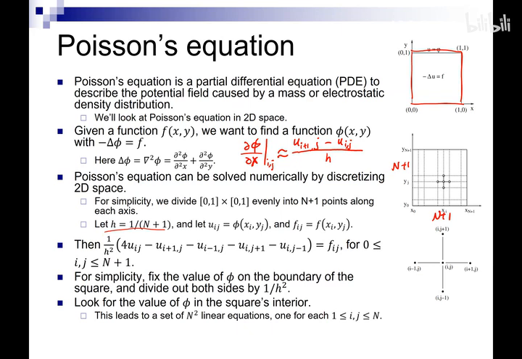Now since we fixed the value of phi on the boundary, we're going to look for the value of phi in the interior of the square. And that's going to lead to a system of n squared linear equations, one for each i from 1 to capital N.